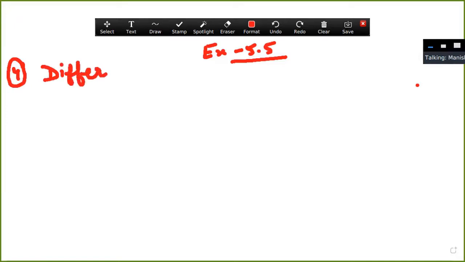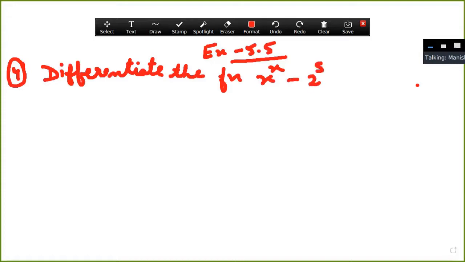Differentiate the function x to the power x minus 2 to the power sine x. Now, as I have told you in the previous lecture, you can't take log directly to such type of functions. In these functions, you have to take the statement like this: y is equal to x to the power x minus 2 to the power sine x.